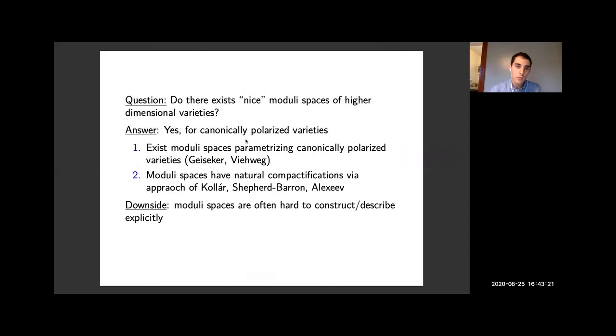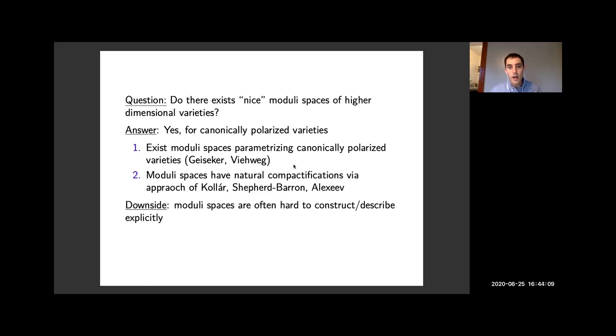Okay. So now one can ask, do there exist nice moduli spaces of higher dimensional algebraic varieties? It turns out the answer is yes in certain cases. For canonically polarized varieties, one of those three classes I discussed before, there exist nice moduli spaces parametrizing those objects. You get some algebraic variety and its points are going to correspond to canonically polarized varieties with some fixed invariants. And it turns out as well, similar to the story for M_g, these moduli spaces have a natural compactification via an approach due to Kollár, Shepherd-Barron, and Alexeev. And these compactifications are actually going to be projective varieties as well.